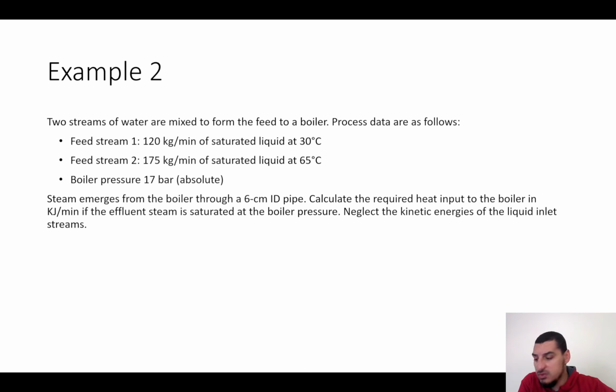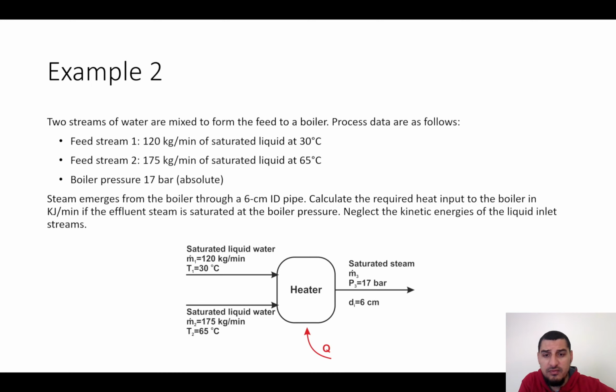So the first thing we will do is to draw the flow sheet. We have two inlet streams. We put the saturated liquid, we put the flow rates, the temperatures, we put the saturated steam, flow rate, and the pressure, and the inner diameter. So we have all the information. Also we have here the Q, the heat that is provided to the unit.